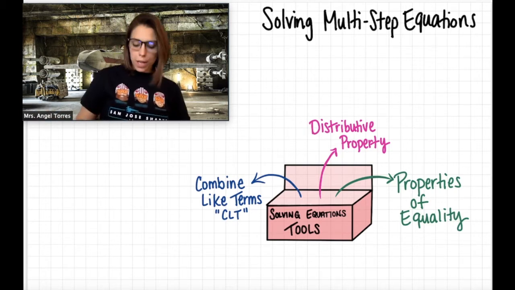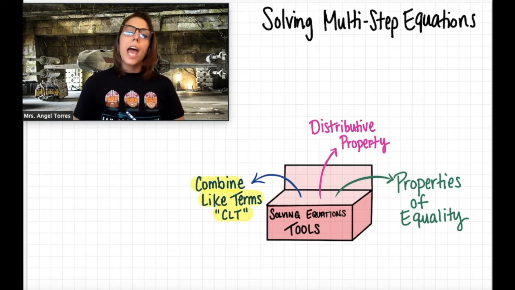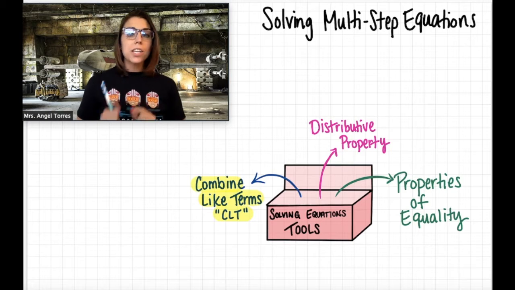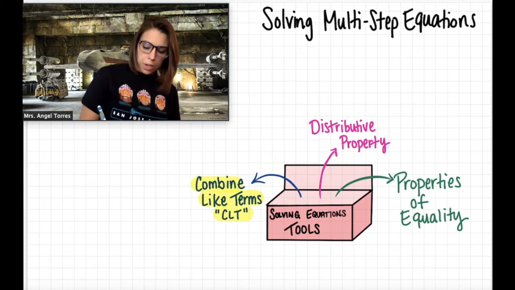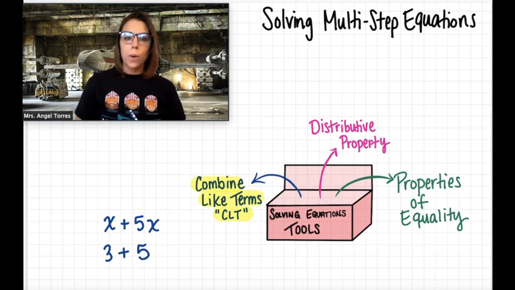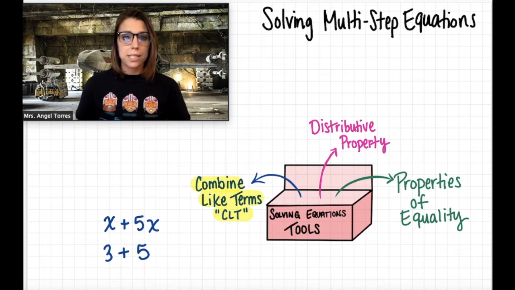The first tool is our combining like terms, or CLT. We can tell that we're going to use that tool if we have like terms on the same side of the equation. So that could mean that we have x's on the same side of the equation, or potentially constants on the same side of the equation. Anything on the same side of the equal sign that could be combined and simplified into a single term.